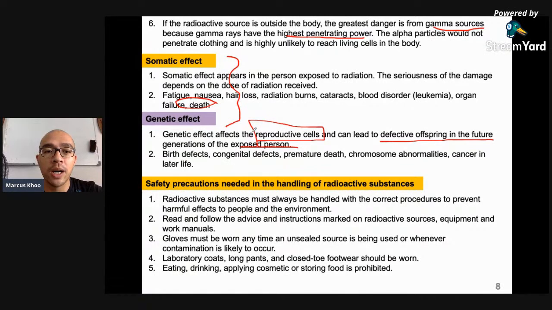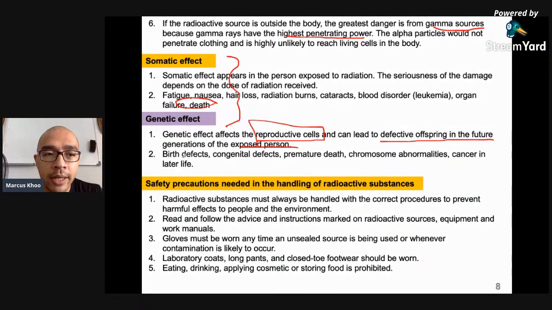So I've heard this advice quite a number of times. Don't put your phone in your pocket too long or too often, or don't even put your phone in your pocket at all, because it may affect your reproductive cells. I don't know how true this is. I have not actually researched on this, but I've heard this advice quite a number of times from different people.